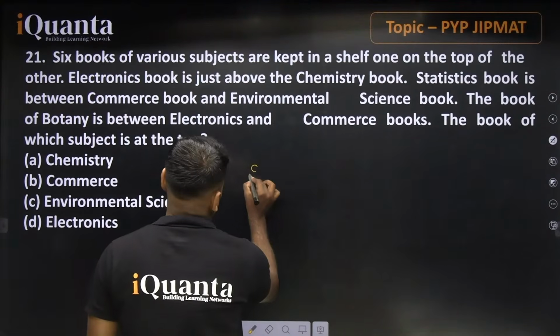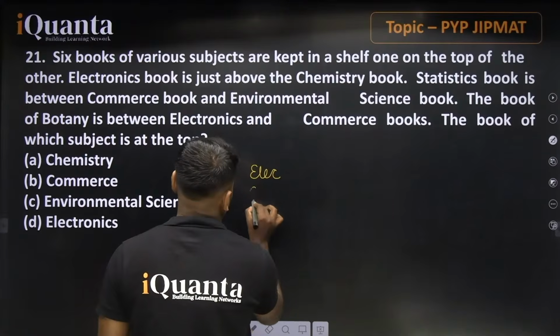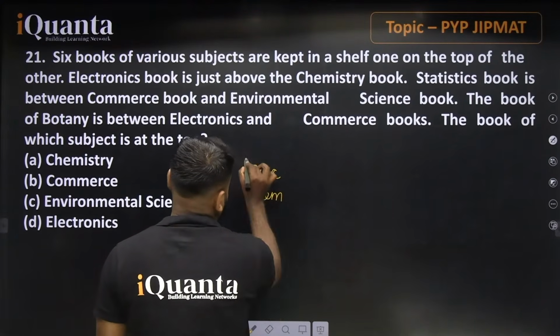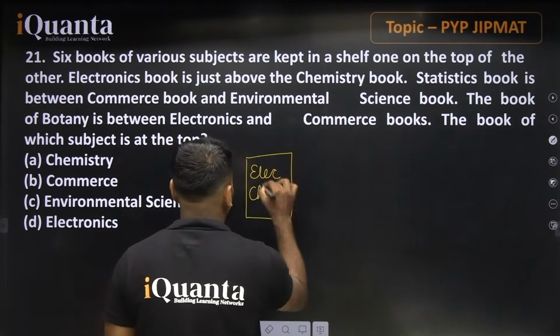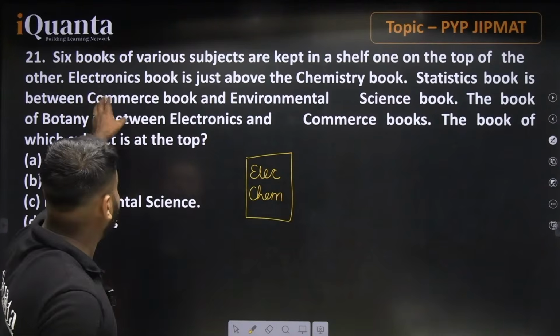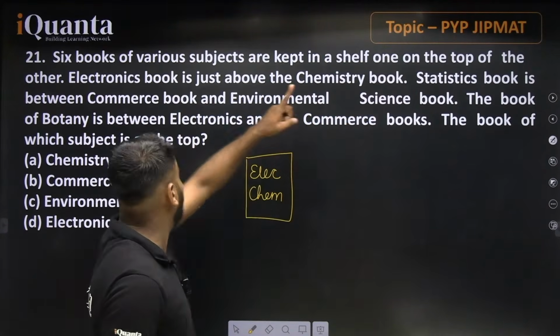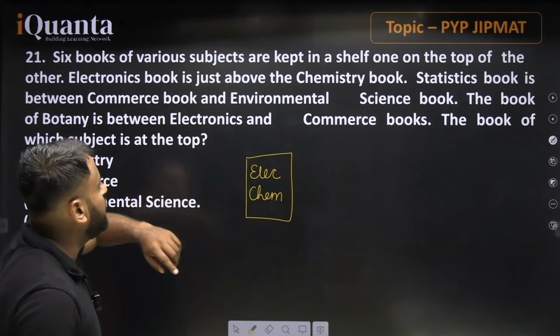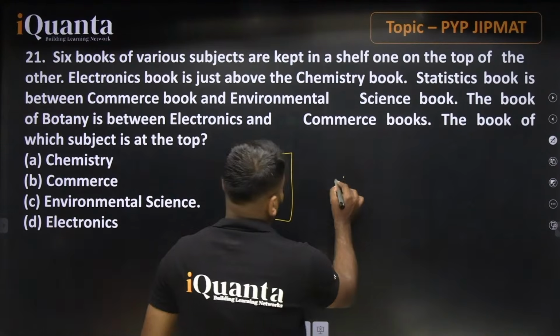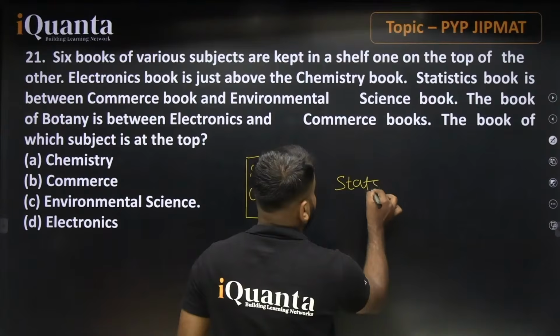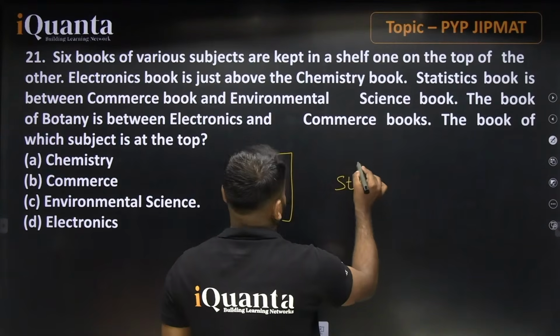All right, so we can write electronics and then we can write chemistry. This will go together, electronics, chemistry. So the statement is electronics book is just above the chemistry book. Statistics book is between commerce book and environmental science book. Remember, we can go like this. Stats is between commerce and environmental science.